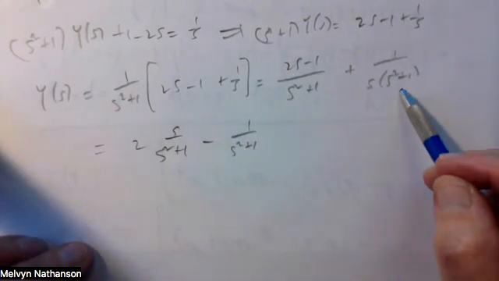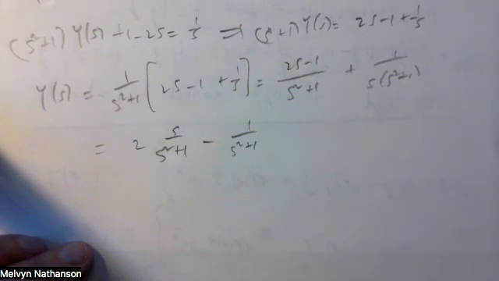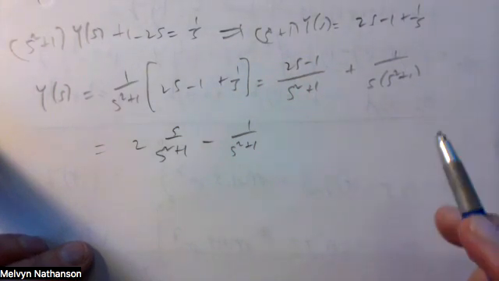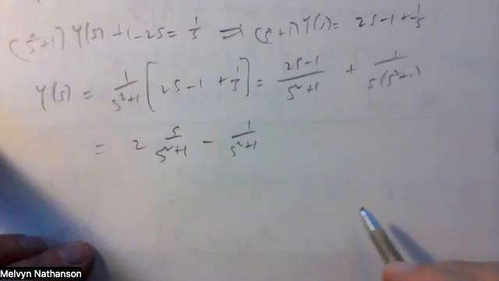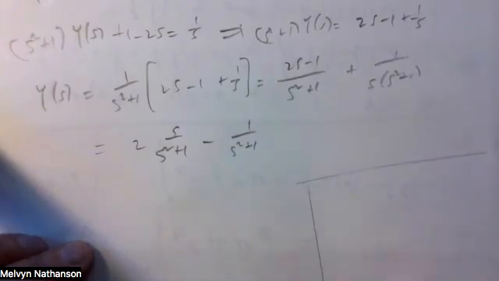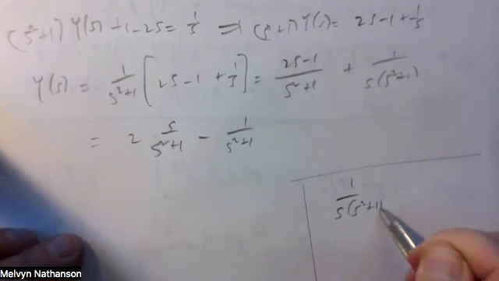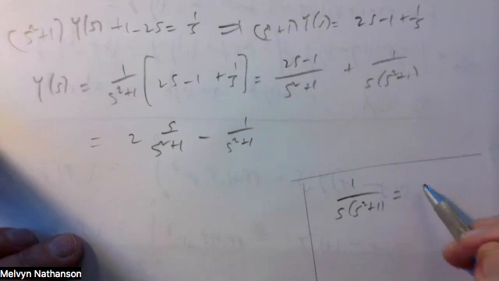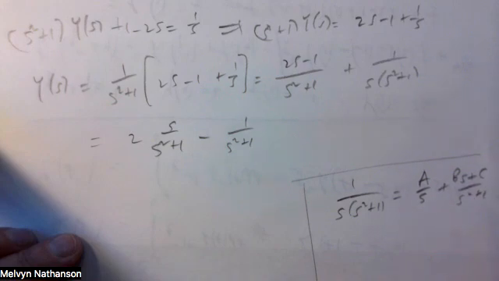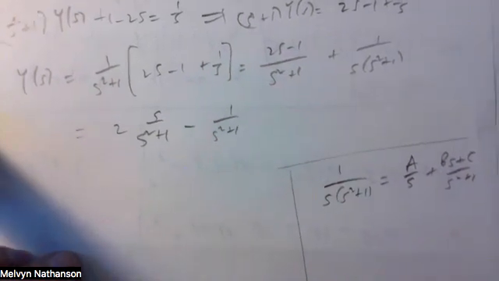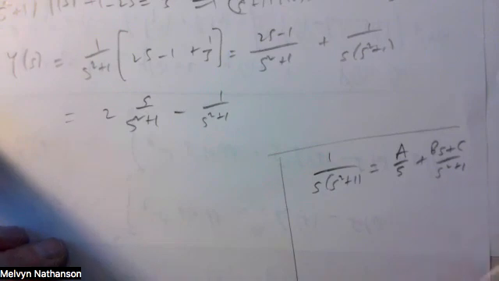And for the other term, if I write it as a sum of partial fractions, let's see, what do I know? 1 over s times s squared plus 1 is going to be of the form a over s plus bs plus c over s squared plus 1. That's what our theorem about partial fractions from first year calculus tells us.